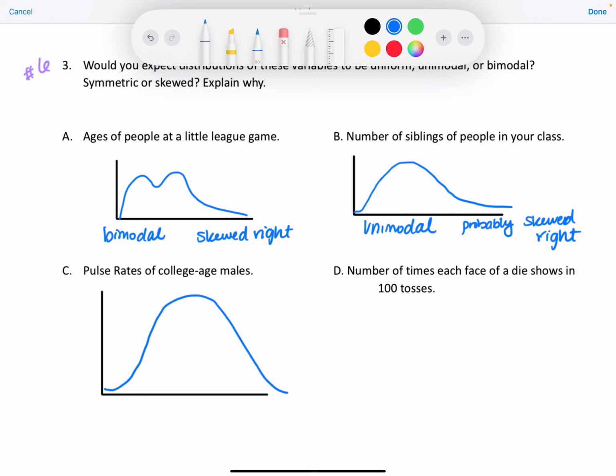All right. The number of times each face of a die shows in 100 tosses. Yeah, well, I said it was symmetric. Yeah, and it's unimodal.